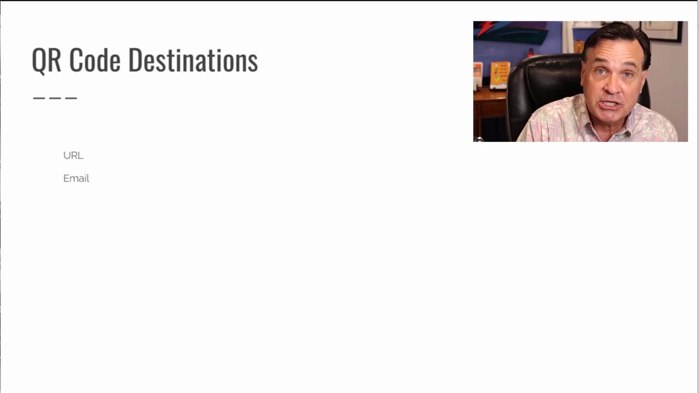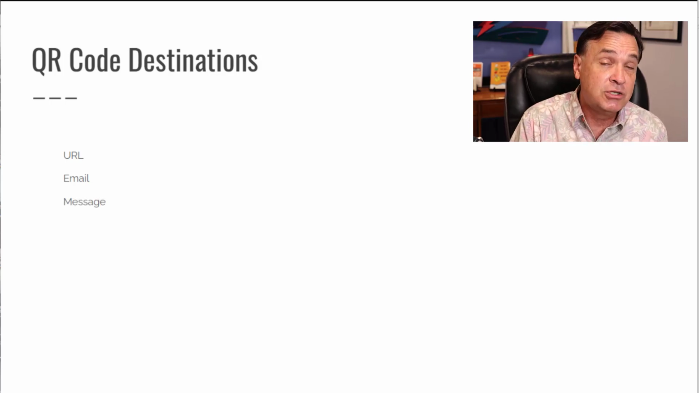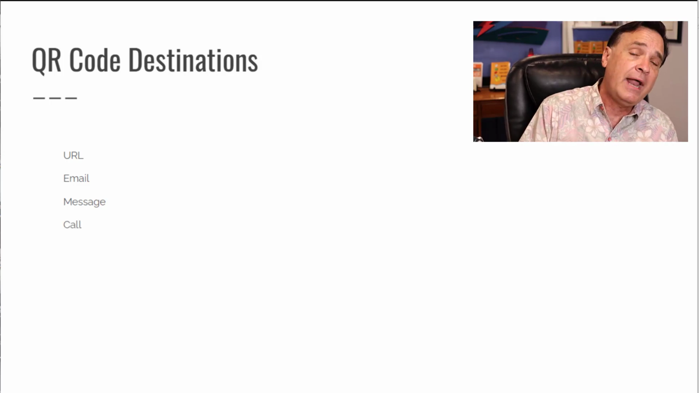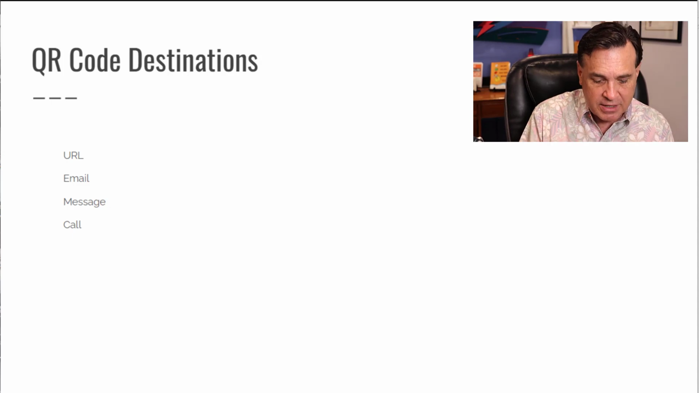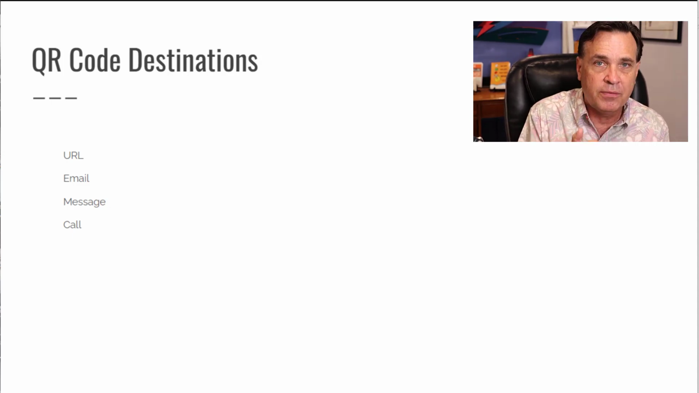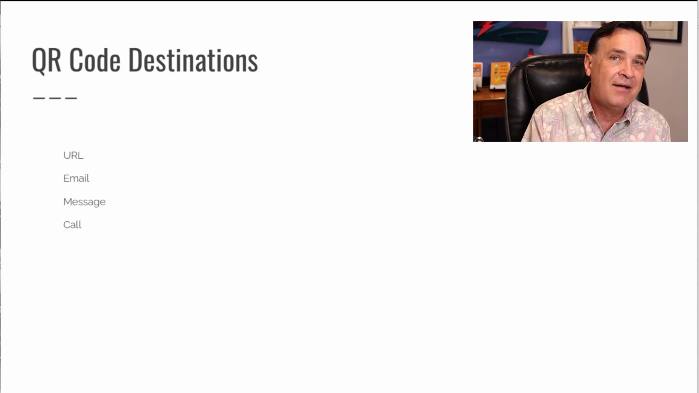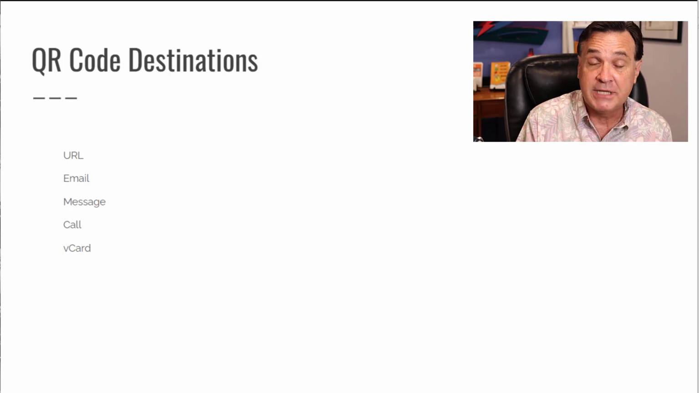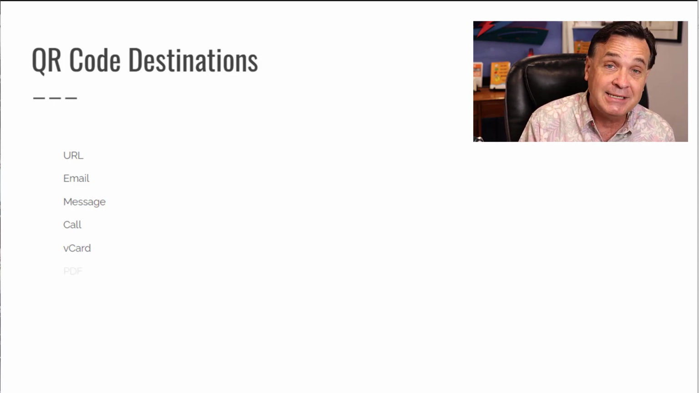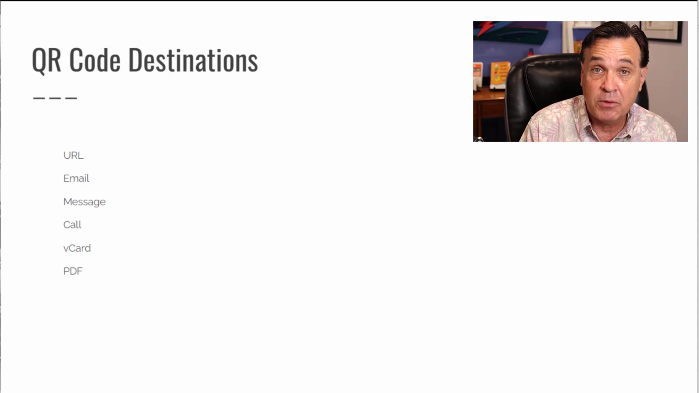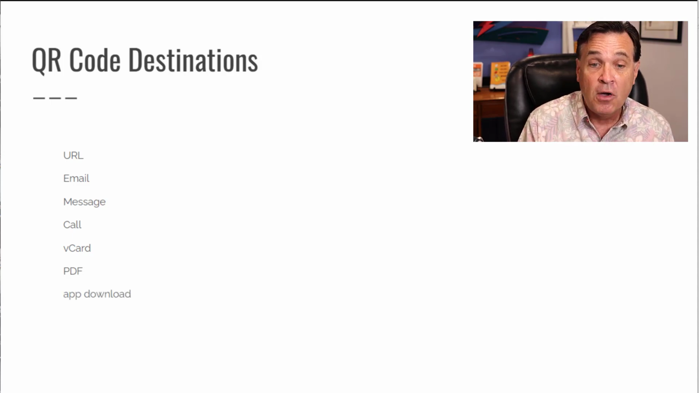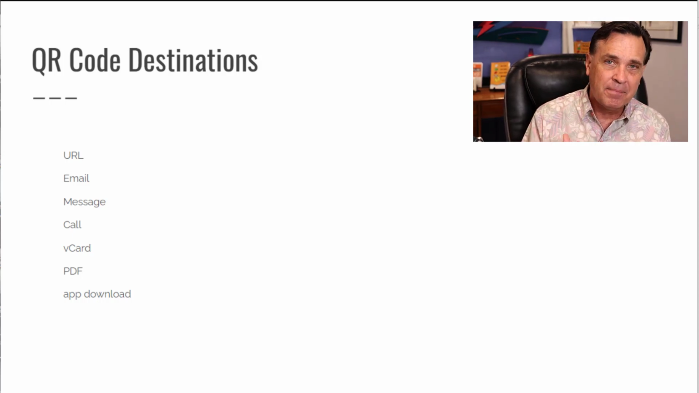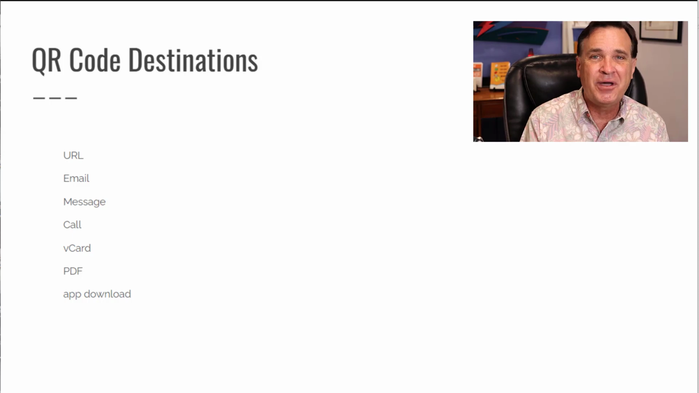You could send them to open up an email, or even a direct message, say in Facebook Messenger, or you could actually have people call. There's QR links that will open up a telephone and have you call directly through your phone. Or you could send folks to download your V card, so that they have your contact information, or send them to a value added resource like a PDF, or even to go download an app. Essentially anywhere that you could send people online, you could do it through a QR code.